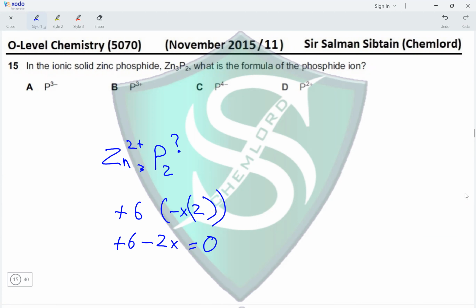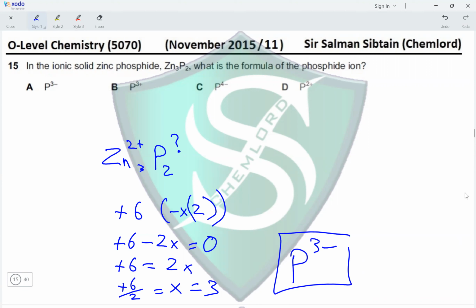So the sum of the charges of the ions present in an ionic compound is equal to 0. So now let's solve this mathematically. This would become plus 6 equals 2x. Then it would be plus 6 divided by 2, giving us a value for x, which would be 3. And since it is a negative ion, phosphide would have a charge of minus 3, making option A the correct option for this question.